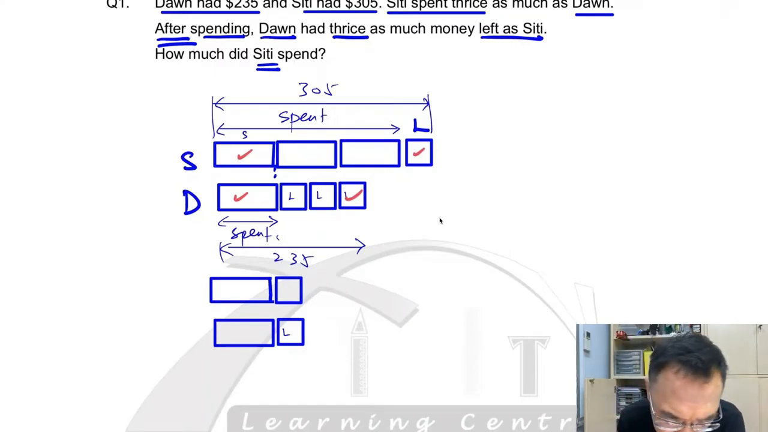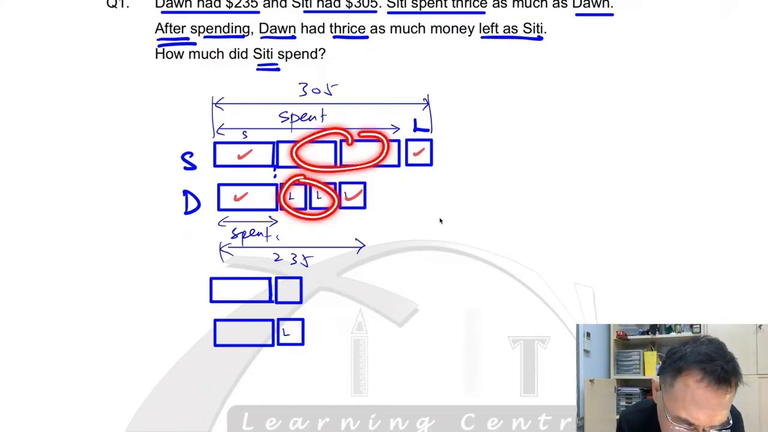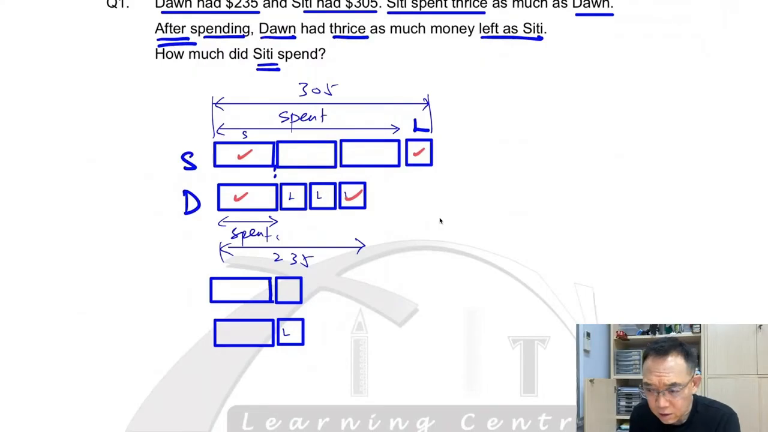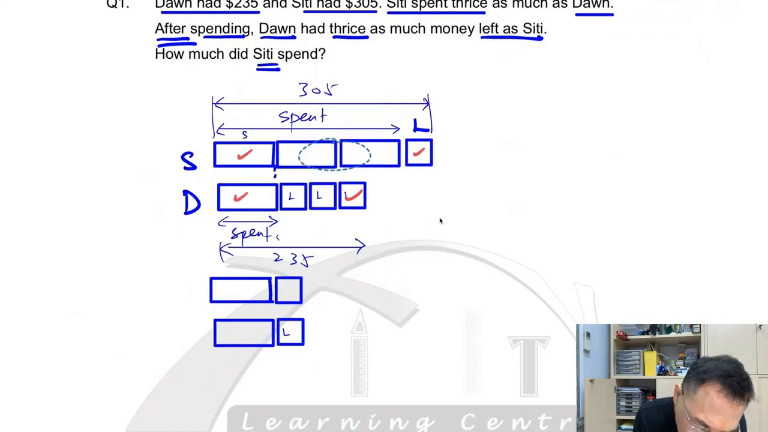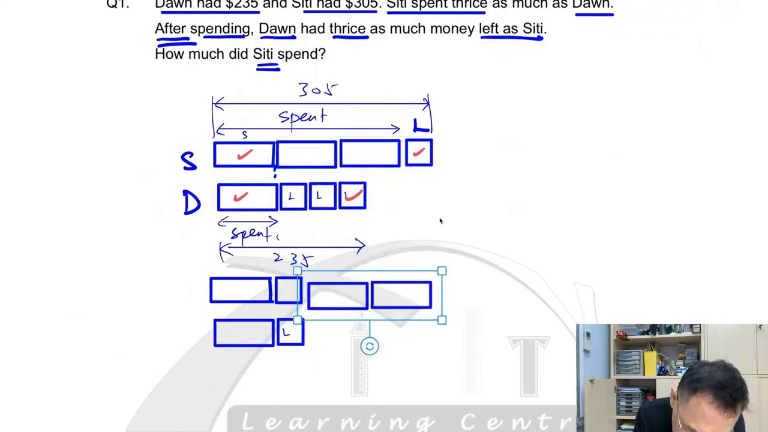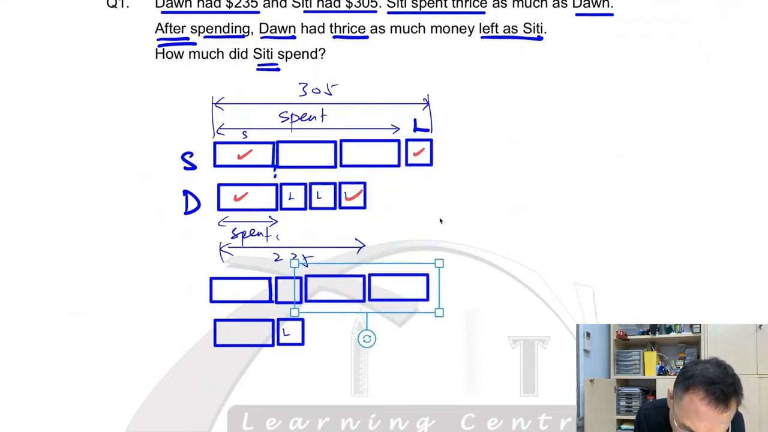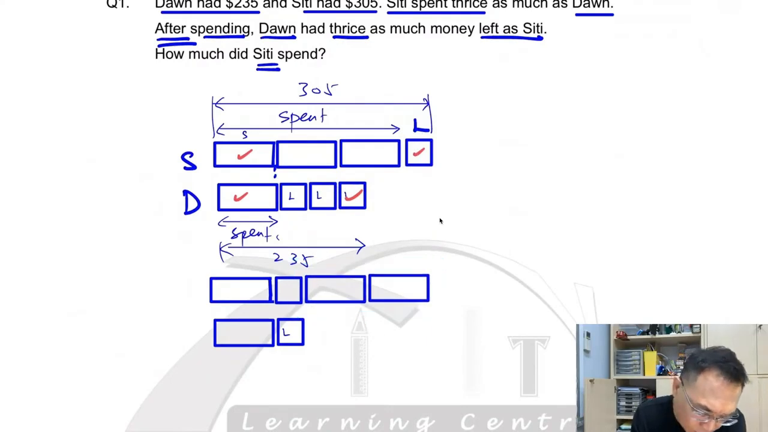Now you can see that I still haven't used these 2 pieces and these 2 pieces. The way we are going to do it is this. Watch. I'm going to take this model, and then I'm going to duplicate it and put it behind right now. Now the overall size of this model is the same as this model, but I've rearranged the pieces. So this is still Siti, but rearranged.